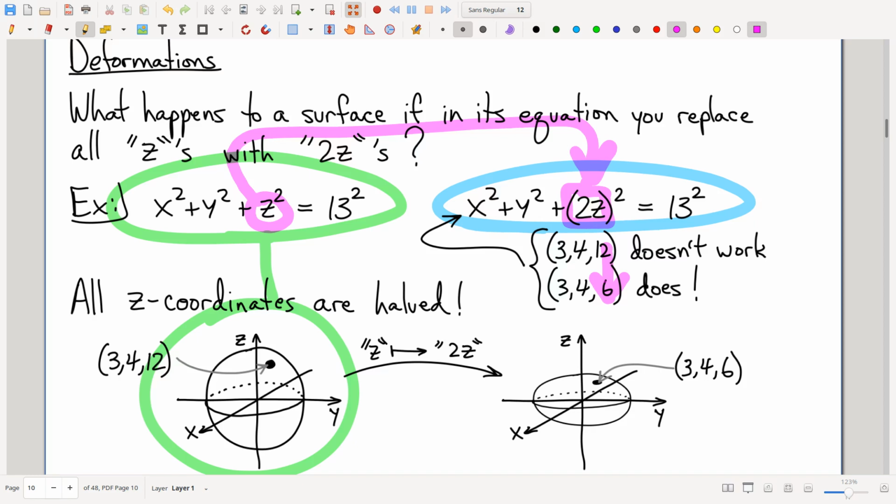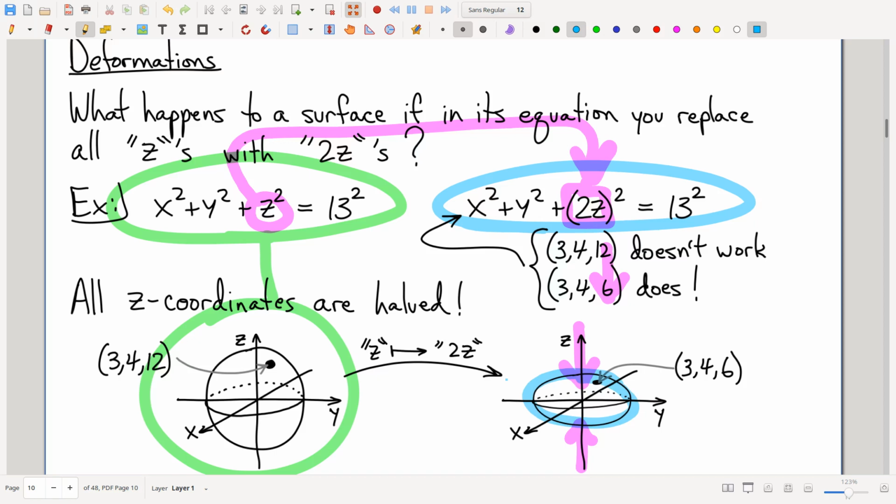Or geometrically speaking, you might say the surface gets squished. It gets compressed in the z direction by a factor of 2 because all of my z coordinates got cut in half, and thus the squishing. Right? So this is the big idea. And notice that gives me a very simple answer.